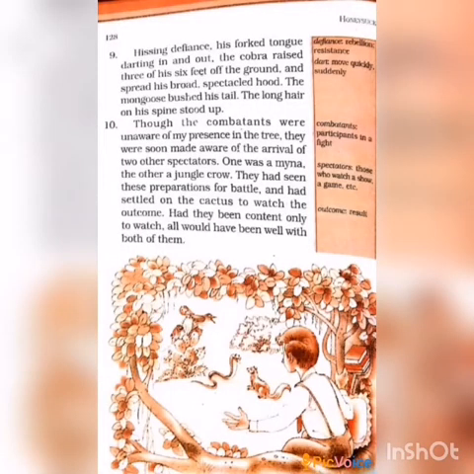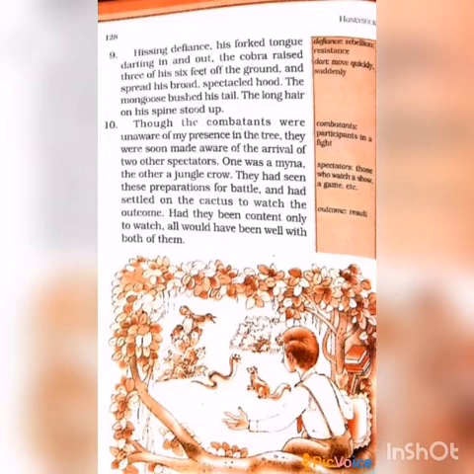Page number 128, point number 9. Hissing defiance, his forked tongue darting in and out, the cobra raised 3 of his 6 feet off the ground and spread his broad spectacled hood. The mongoose puffed his tail, and the long hair on his spine stood up. So they both are ready for the fight. That is what is given in point number 9.